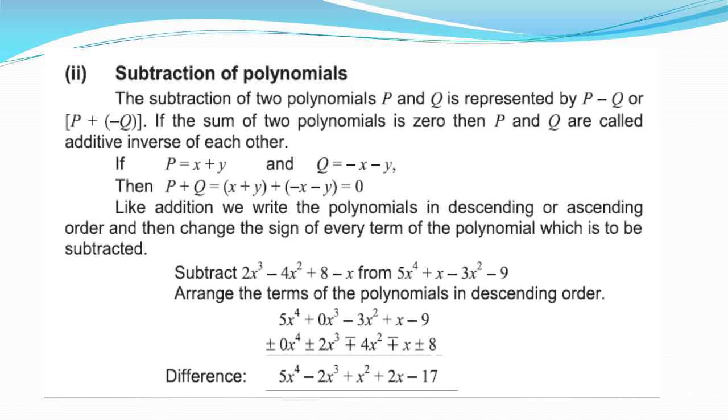Descending order means first we write x power 4, then x cube, x square and x, and lastly the constant. In the second equation we change the plus sign to negative and the negative sign to plus. Then we forget the first sign because we have 5 minus 0, which is 5. 0 minus 2, again we have the largest value with negative sign, so here we write minus 2x cube. And next, as it is, we write plus x square plus x and minus 17.